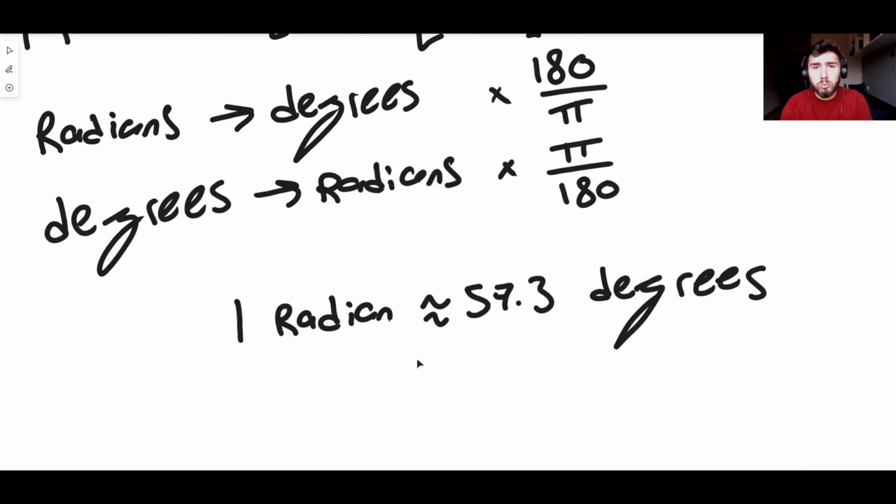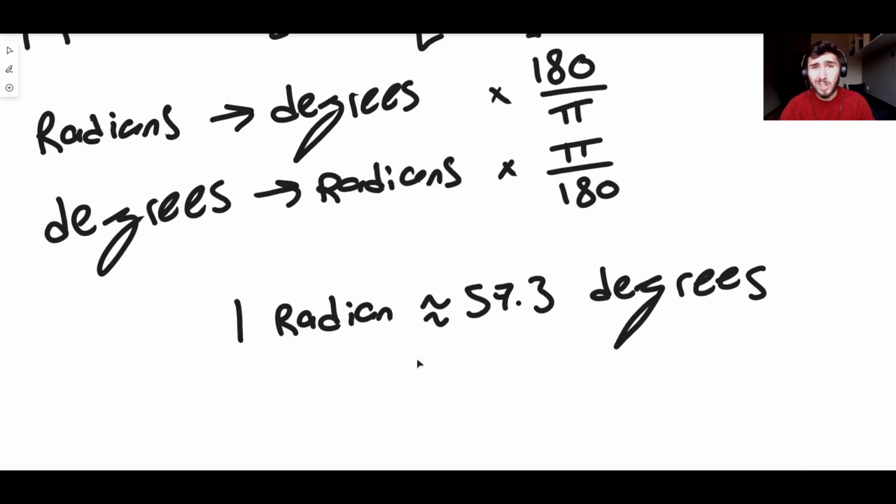Now, the reason why we use these is because when we do things like calculus, you must be in radians for it to work. Calculus only works in radians. It does not work in degrees. So differentiation and integration only work in radians. There's lots and lots of reasons why you would use radians, but this is one of them.